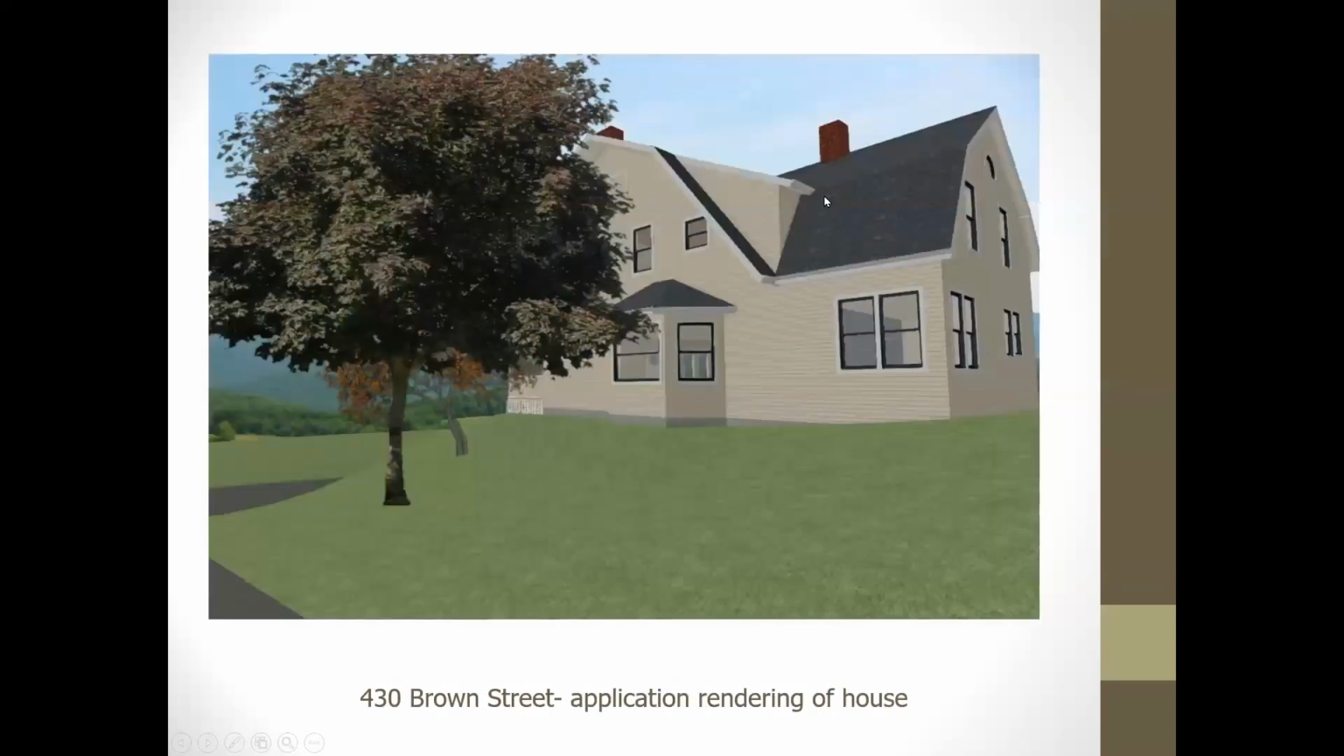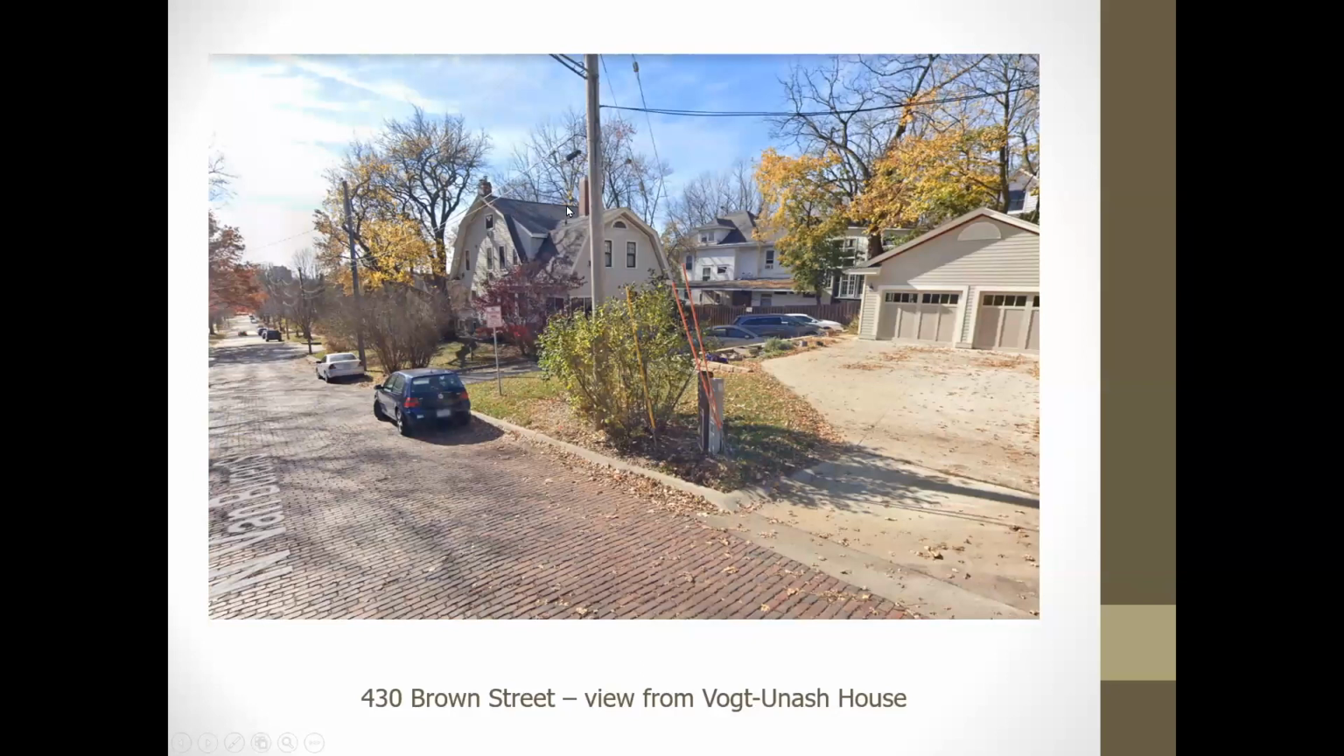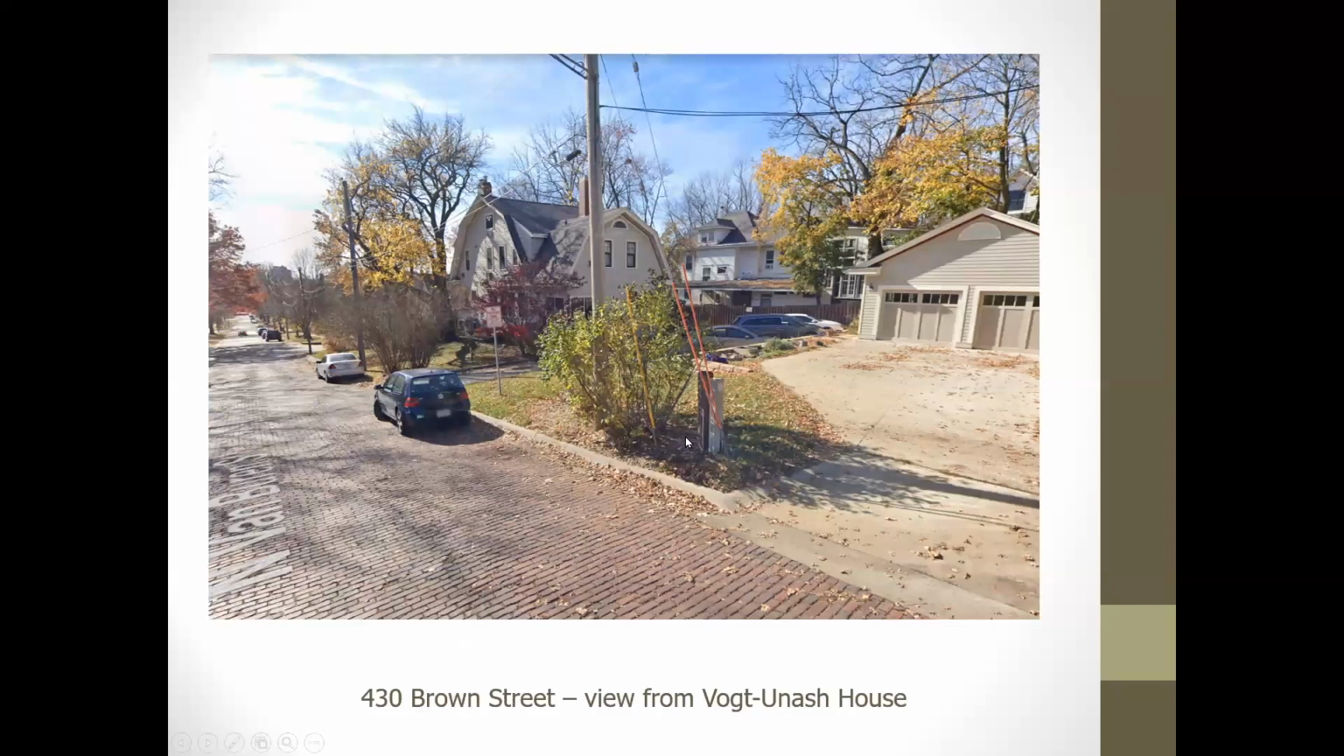Here are some renderings of the house that were also submitted, basically showing that this area is not going to be visible, at least from the street. We do have up at the end of the road one of our local and National Register landmarks, the Vote Unash House. This is what that house is. And just a view, here you'd be able to see these, but they're on the back and they probably would not have a huge impact on the view from the landmark property.